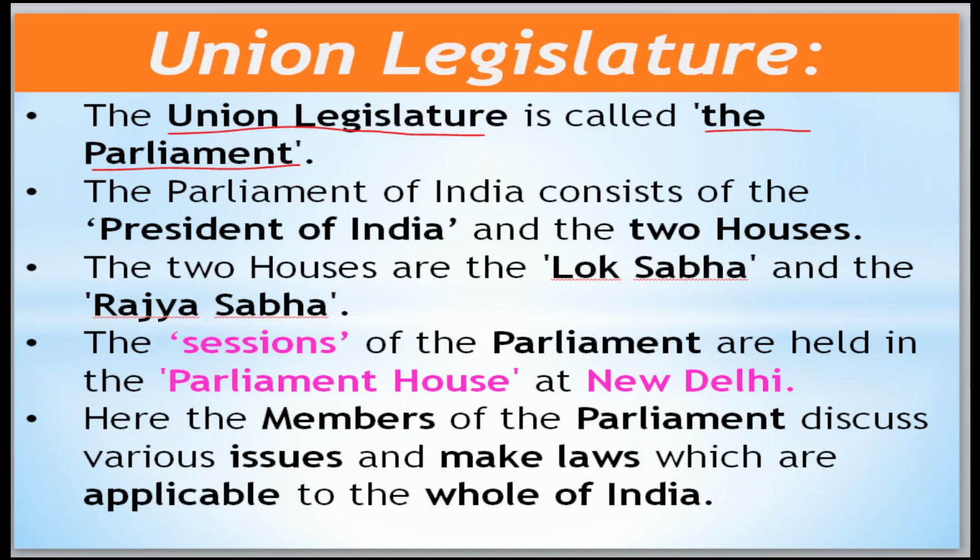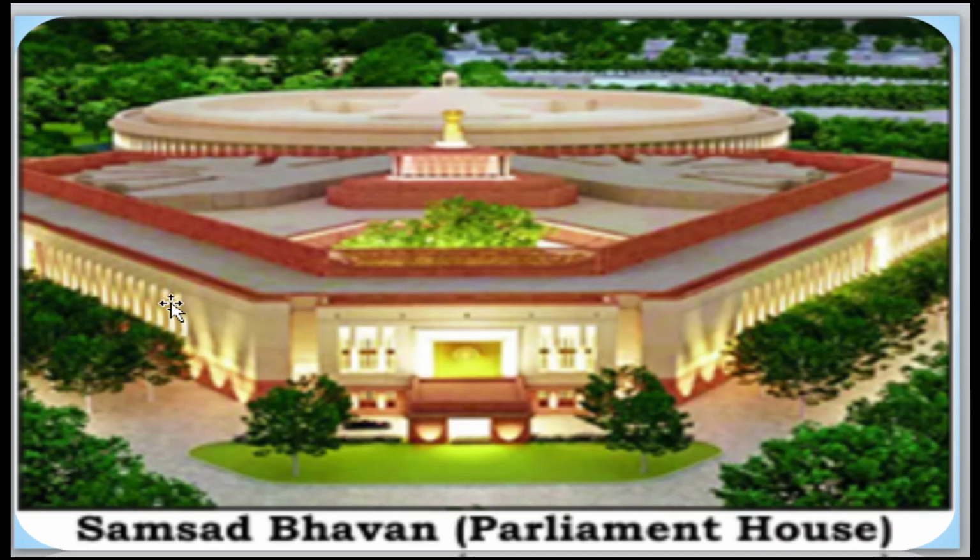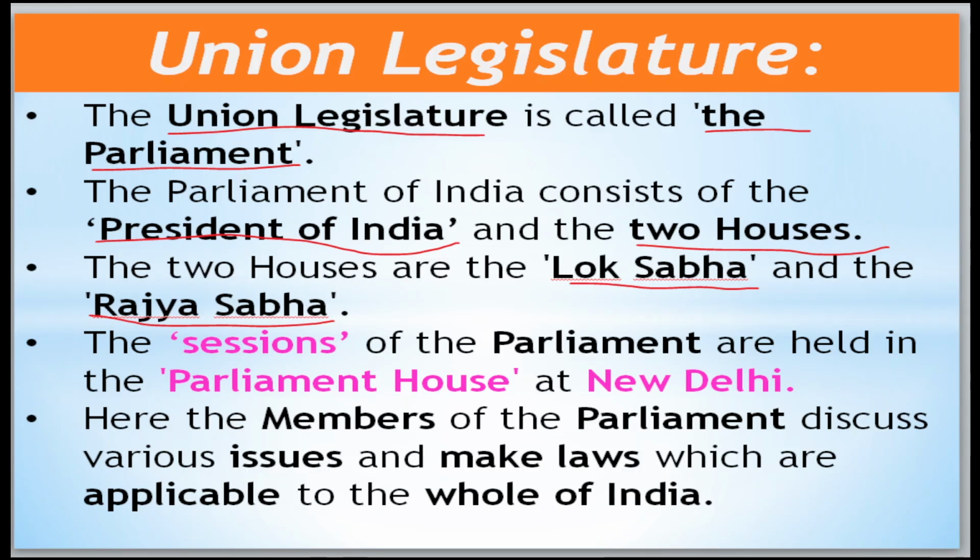Making of laws. In this Parliament we have the President also, and along with that 2 houses will be there. The first house is called the lower house, Lok Sabha. One more is the upper house, Rajya Sabha. Here 1, 2 floors are there. The lower is called the Lok Sabha, and the upper is called the Rajya Sabha.